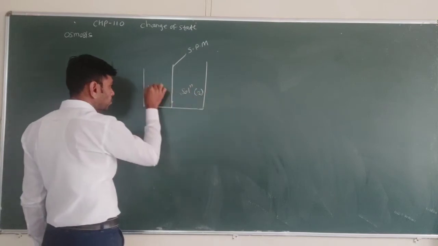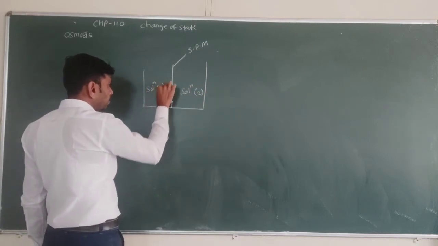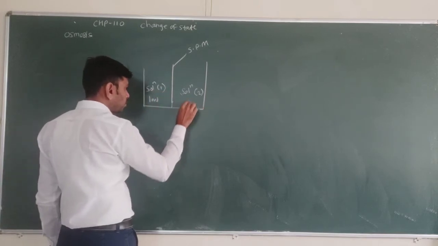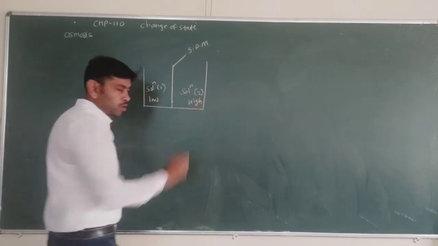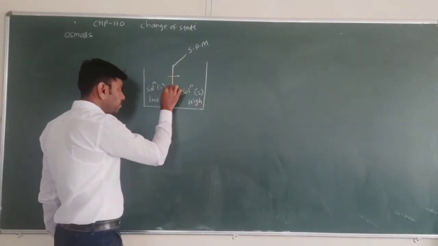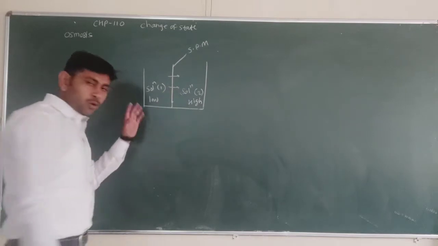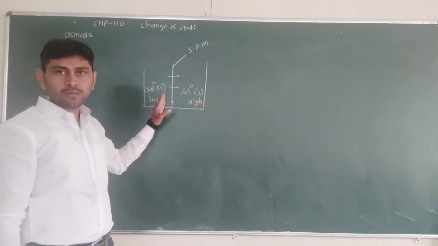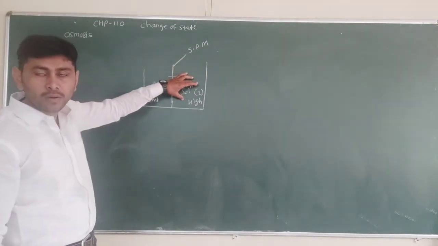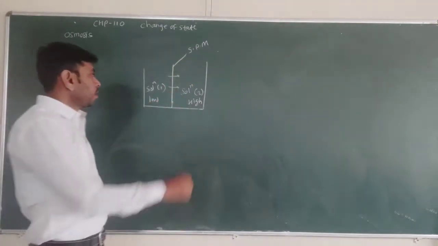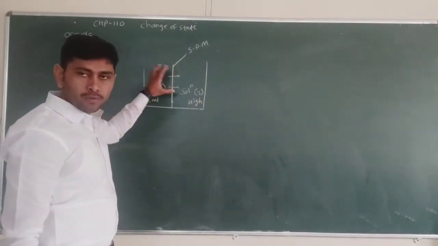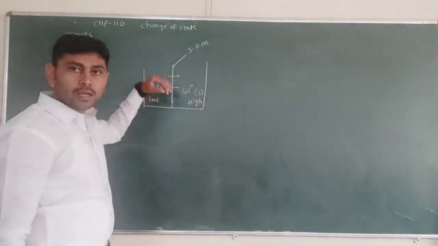Solution 2, here solution 1 we have taken. Here it is of low concentration, it is of high concentration. So normally in osmosis, the solvent molecule moves from low concentration to high concentration to dilute this high concentrated solution. And when both solutions have the same concentration, then at that time the flow of molecules is in equilibrium.